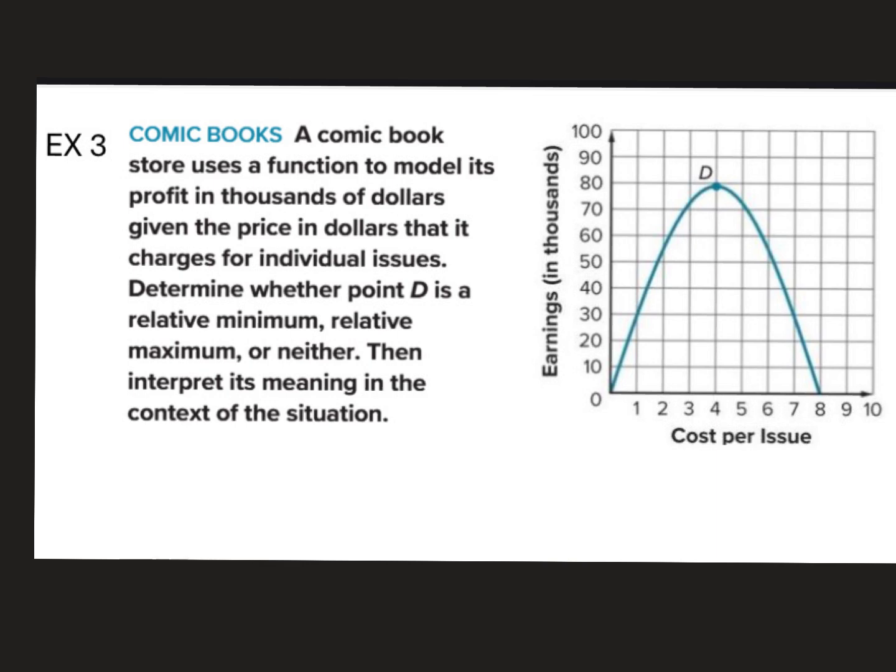Here's a real world example. It's asking us to look at the graph and look at the paragraph. A comic book store uses a function to model its profit in thousands of dollars, given the price in dollars that it charges for individual issues. Determine whether point D is a relative minimum, a relative maximum, or neither. Then interpret its meaning in the context of this situation.